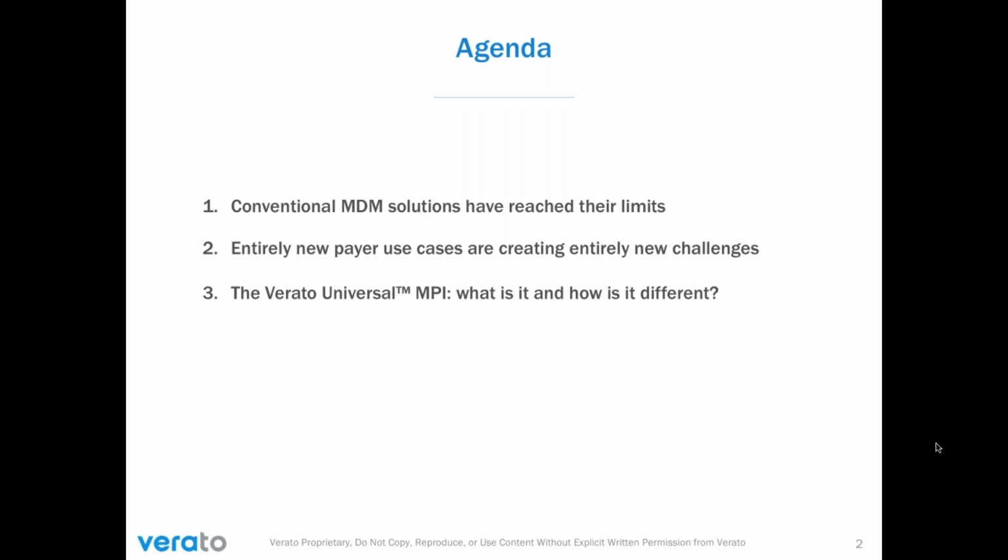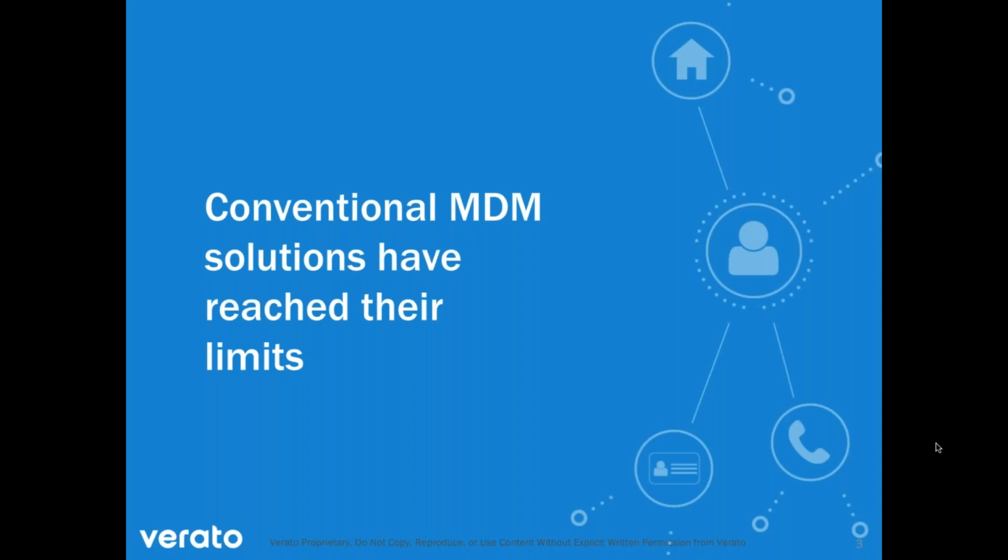The second item is talking more about some of these new use cases that are creating different challenges. These will likely be familiar to most folks in the audience. And then the last item is talking a bit more about Verato's Universal MPI, what it is, how it's different, and how it can address different challenges that you can't address with the current state of the art in the market. So the first thing we'll talk about is current master data management solutions.